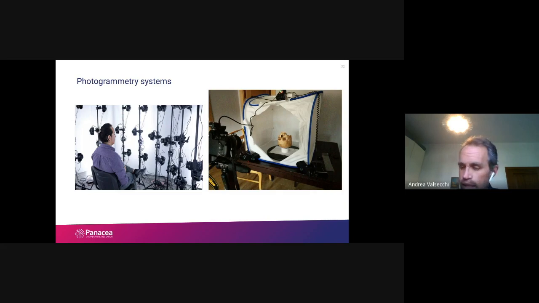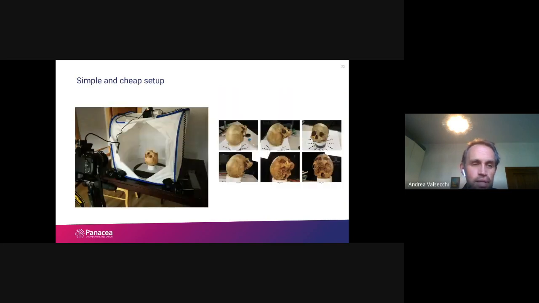For instance, the system on the right is easy to use, and it's pretty simple to set up. That's why I called it a simple and cheap setup. These are the kind of photos that you get.